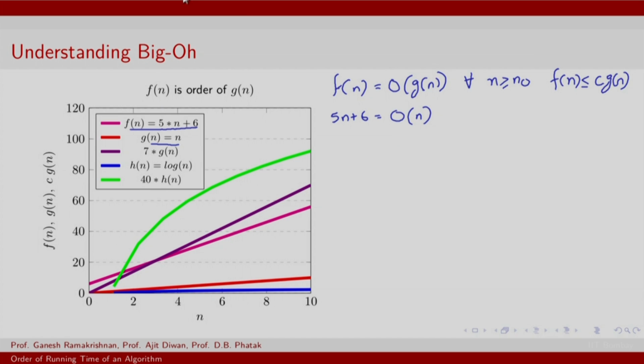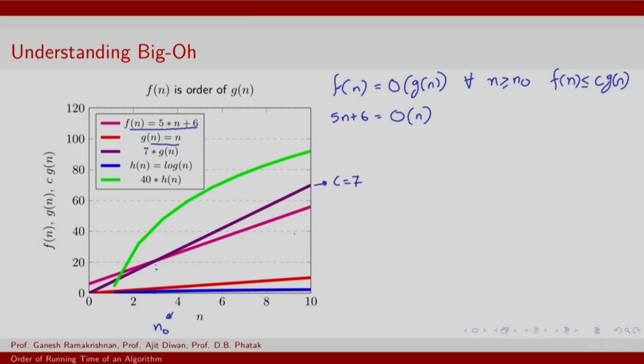So let us understand with this illustration. We find that the pink line f(n) is indeed bounded not by g(n) itself, but a scaled version of g(n), which is 7 times g(n). So you could think of c as 7 and therefore conclude that f(n) is order of n. This happens for some value of n naught, which is somewhere between 2 and 4. So certainly for all n greater than or equal to 4 you have this inequality.